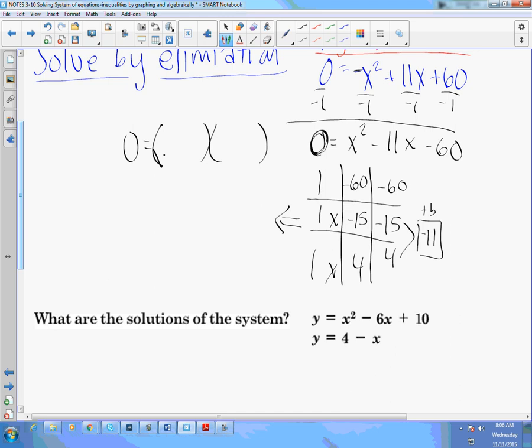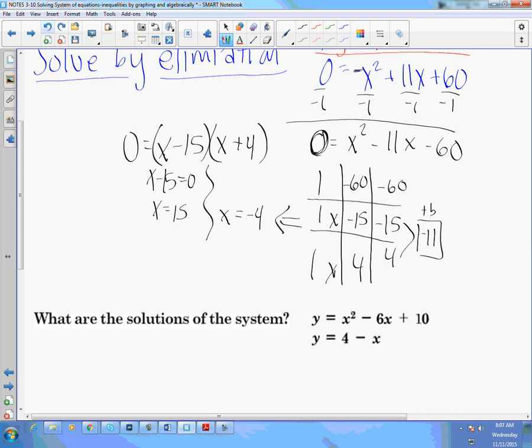What's the operation? x minus 15 and then x plus 1. Good. We just fill in these equations. How do we solve? Squiggly line. So equal to 0. So x is positive 15, and x is negative 4.